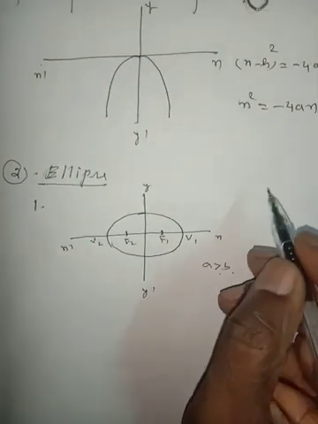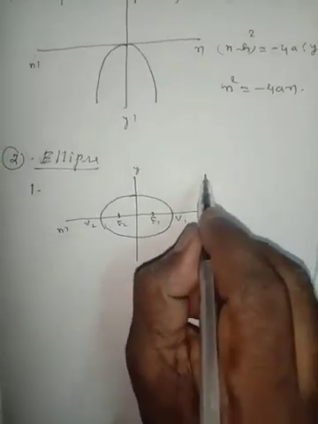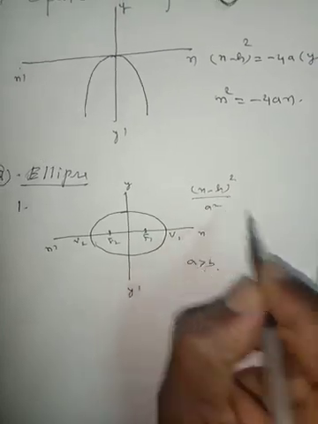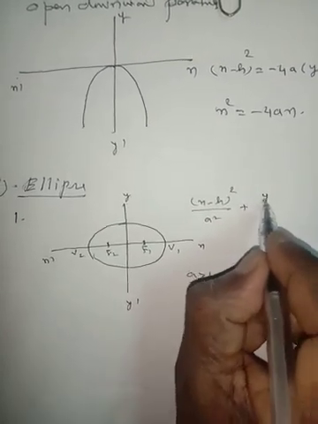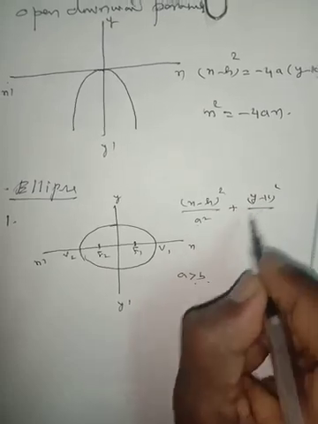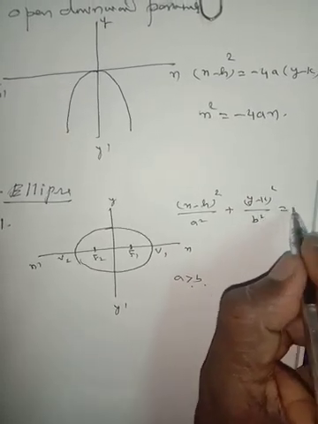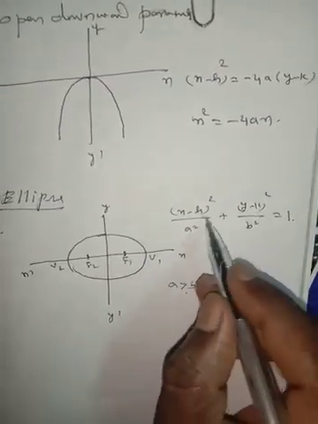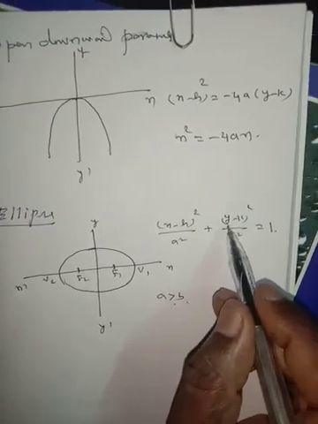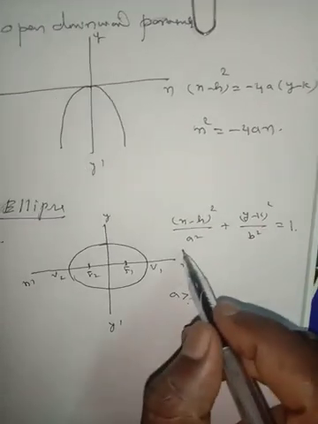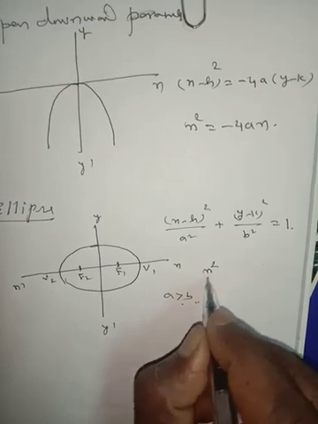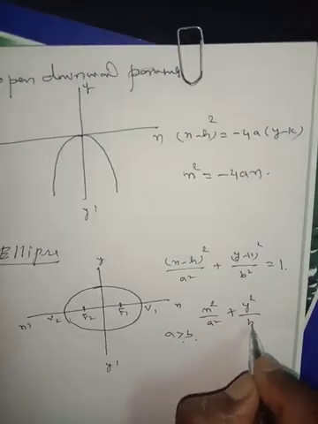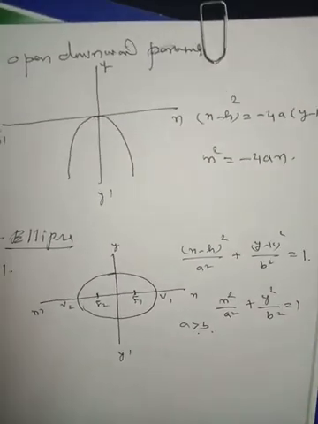The general equation of the ellipse is x minus h whole square divided by a square plus y minus k whole square divided by b square is equal to 1 of the form. In this case, the center is h and k 0, 0. Therefore, x minus 0 whole square, y minus 0 whole square divided by a square, b square. So x square by a square plus y square divided by b square is equal to 1.